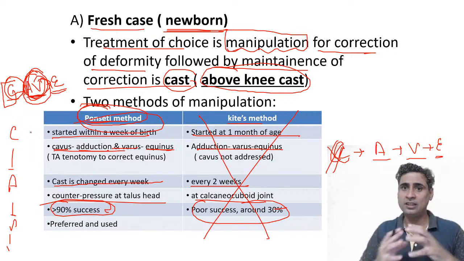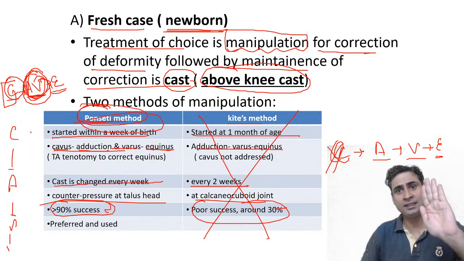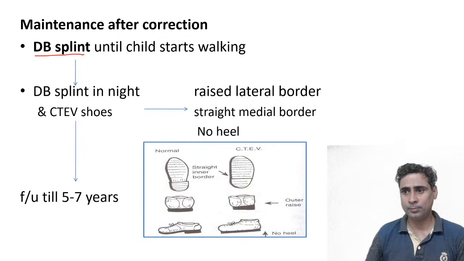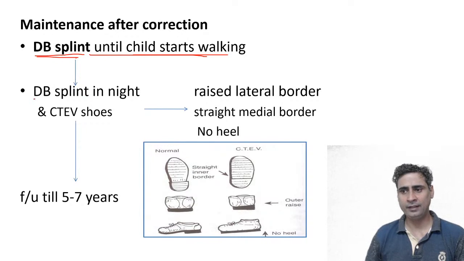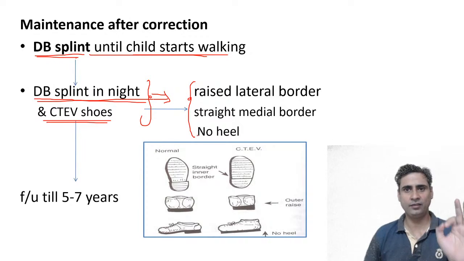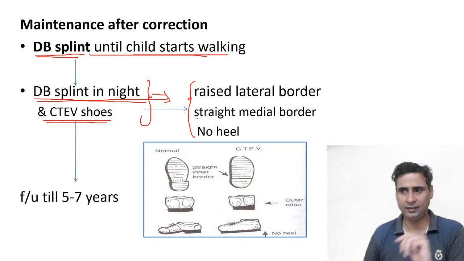Finally, once you have achieved full correction, you maintain that correction in a Dennis-Brown splint until the child starts walking. Once the child starts walking, you will give the Dennis-Brown splint while the child is in bed and a CTEV shoe while the child is walking. So what are the various features of the CTEV shoe? If you remember the basic principle, there is no need to mug up these features. You can easily understand these features.